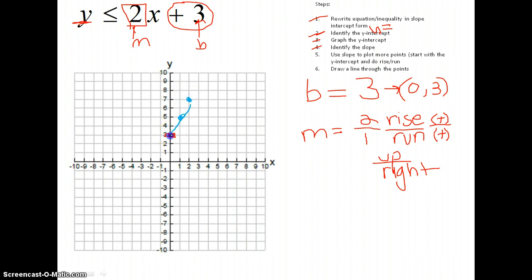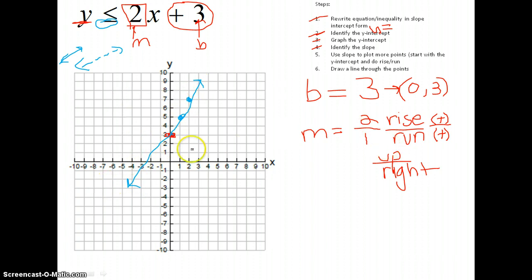So then I just connect it. And I know that's not a very good line because I'm using a mouse and it's not very good. But then you would just connect them, and that would be your line. I forgot, now for inequalities, though, we have to look to see if it's a solid line that we're connecting with or a dotted line. So, since this has a line underneath, it is going to be a solid line. So I did it correctly.